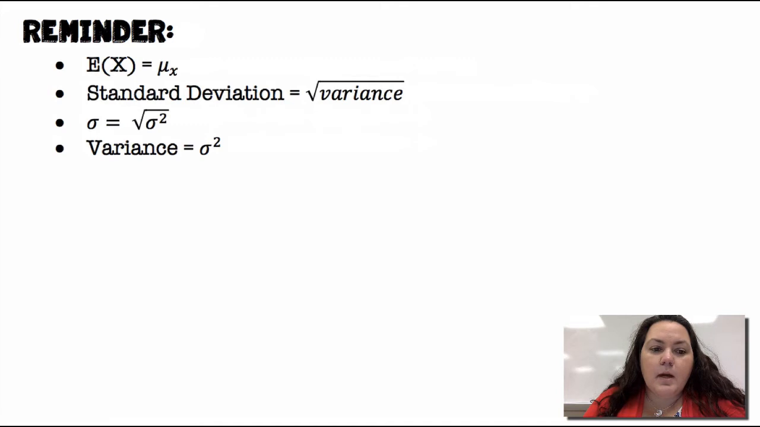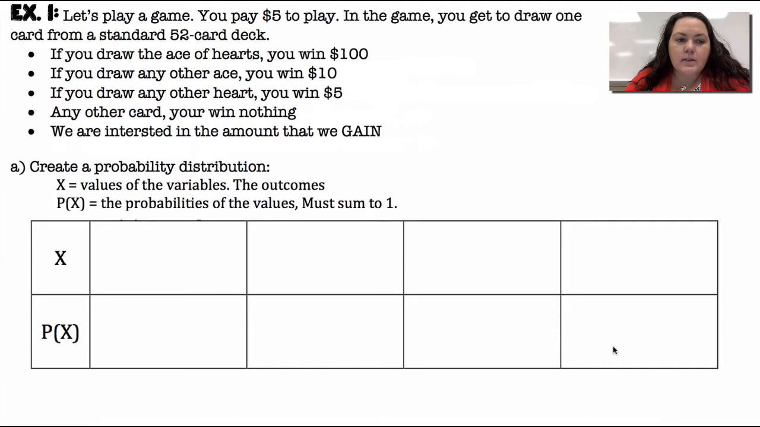All right, so some reminders. E of x is the same as mu of x. Standard deviation is the square root of the variance. Standard deviation is the square root of your standard deviation squared. And variance is standard deviation squared. So all those things kind of work together. You'll need to use them.